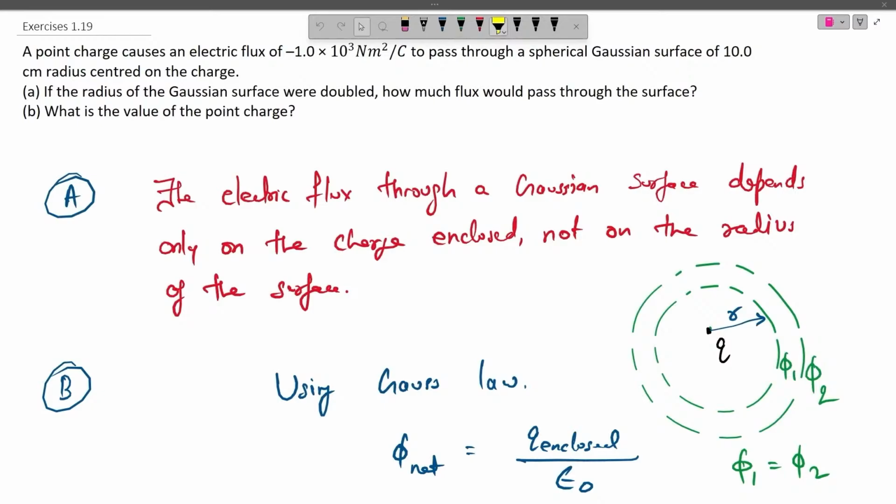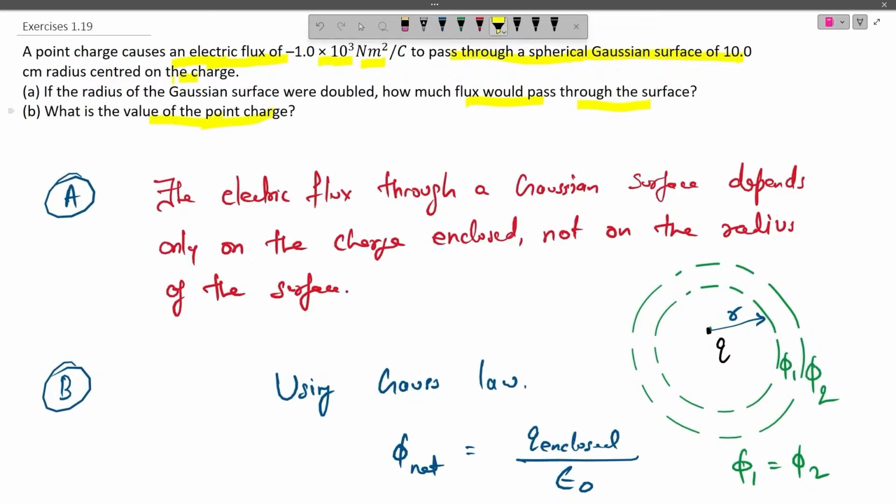The question says that a point charge causes an electric flux of -1.0 × 10^3 newton meter square per coulomb to pass through a spherical Gaussian surface of 10 centimeter radius centered on the charge. Here the electric flux is given, and it is passing through the spherical Gaussian surface of 10 centimeter radius. We can call it phi 1. Now if the radius of the Gaussian surface were doubled, how much flux would pass through the surface? And the second question is, what is the value of the point charge?